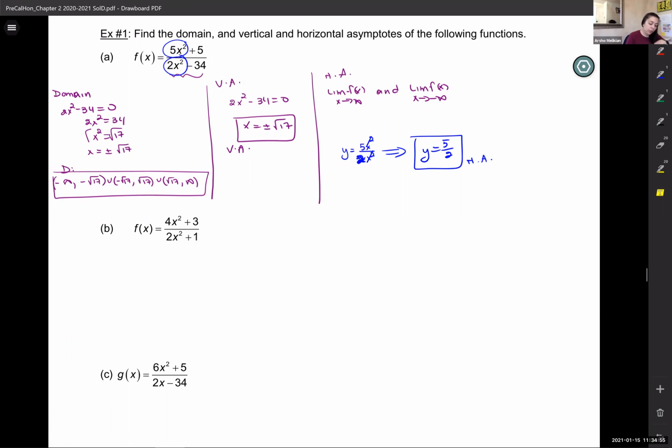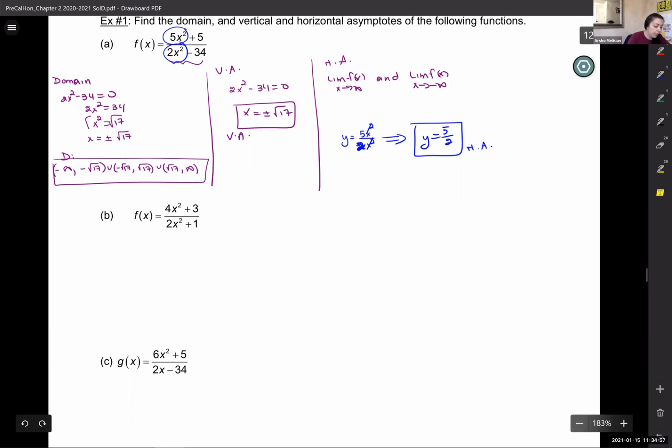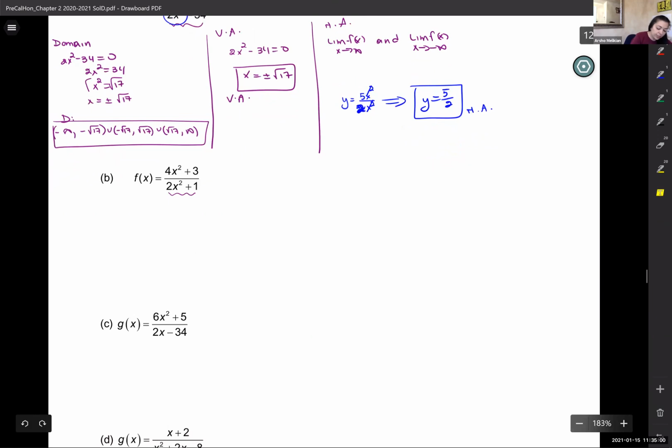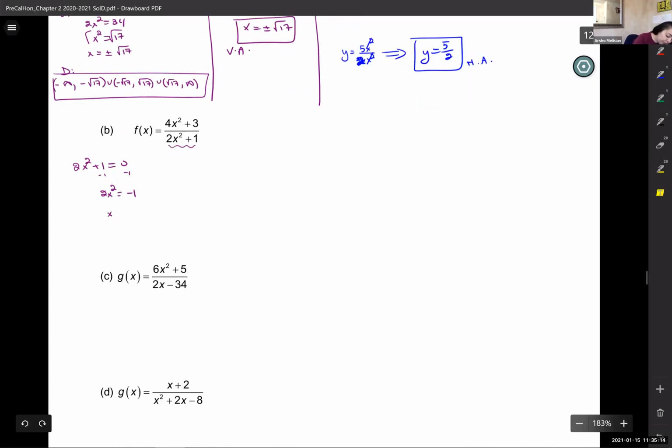Okay, so this next one, domain. Domain is all real numbers except wherever the denominator equals 0. So let's see where this equals 0. Minus 1. Divide by 2. Take a square root. So x is plus or minus root of negative 1/2.